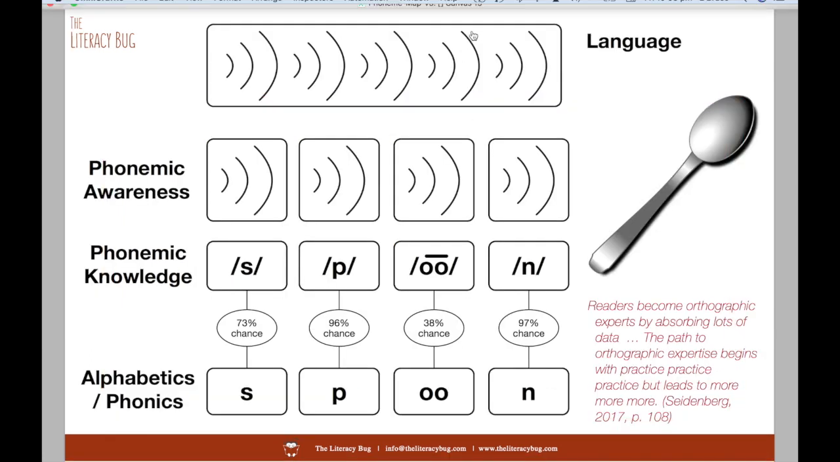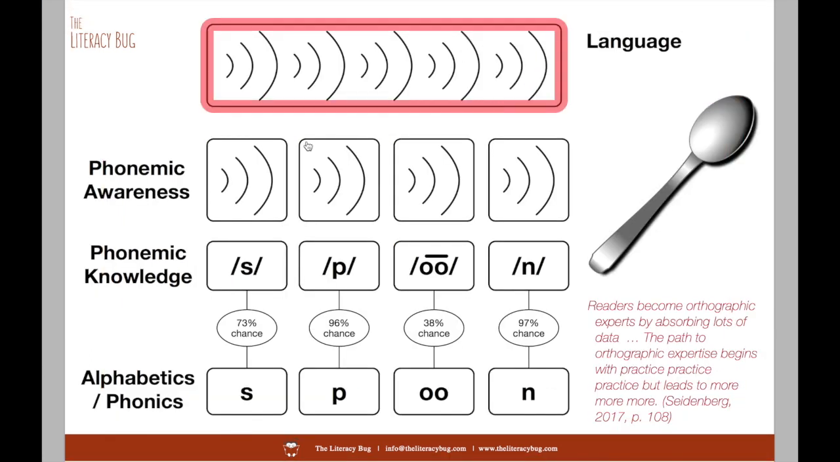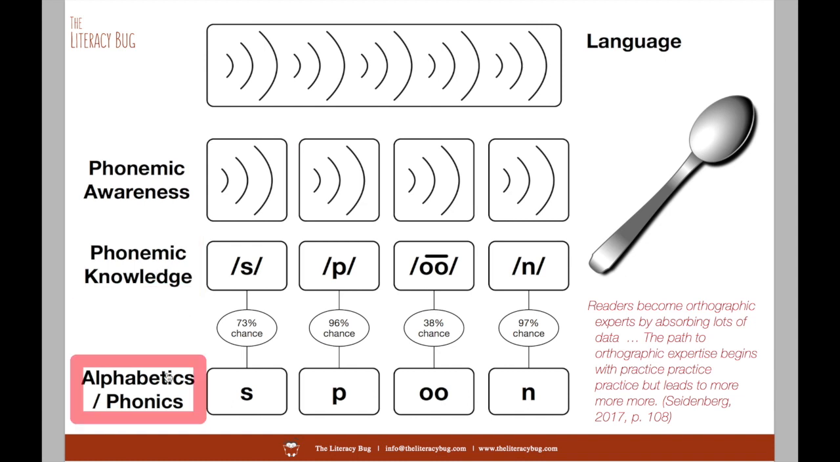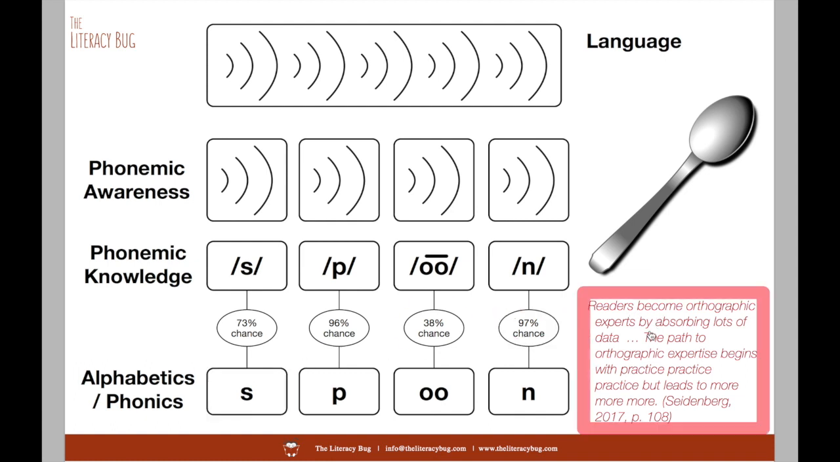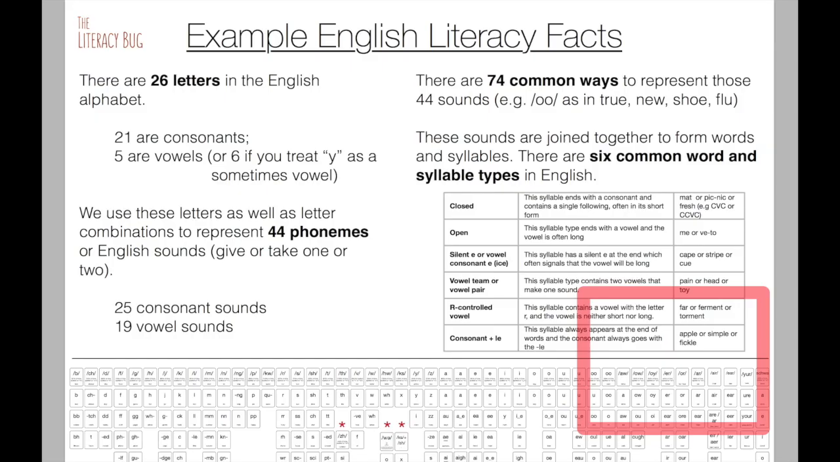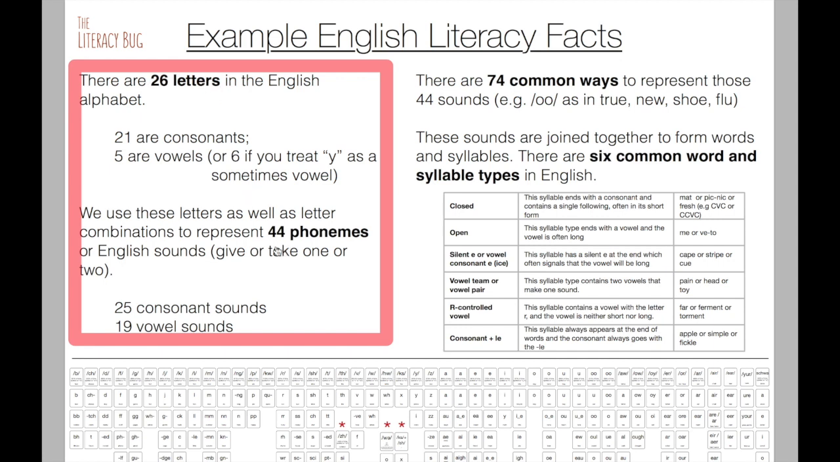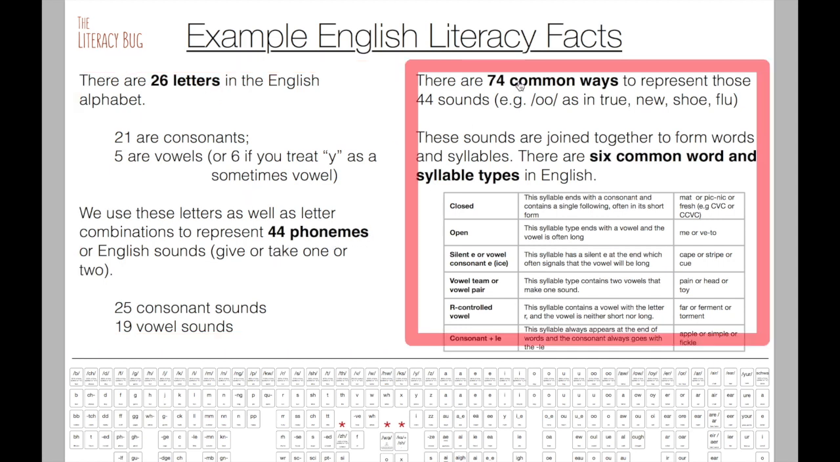So going back to our diagram, after we look at language, phonemic awareness, phonemic knowledge, we have to jump to phonics. And good thing about spoon is if I went off of the most likely percentages, I would be spelling the word correctly, both conventionally and phonemically. So readers need to become orthographic experts by absorbing lots of data with practice, and more practice. So they learn that there's 26 letters, learn that there's 44 phonemes in language, they learn there's 74 common ways of representing those sounds, there's different ways of putting words together to form syllables.